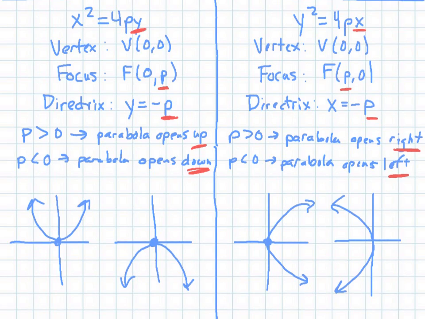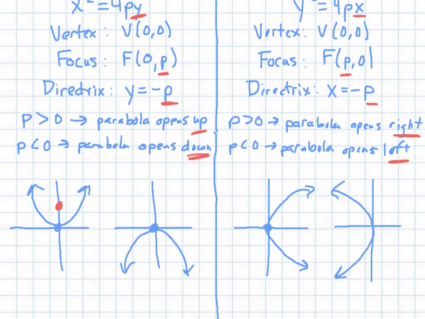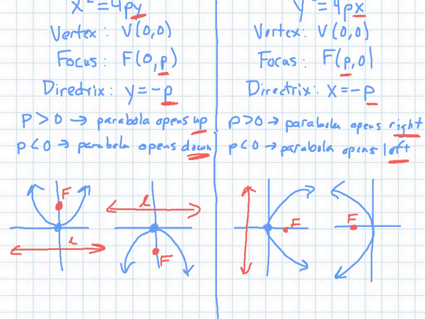Remember that your focus is going to be inside the bowl for all your parabolas when we graph them, and the directrix is going to be a line behind it. So just remember that your parabola will never cross the directrix, because the parabola is going in the opposite direction of the directrix. And then you have your vertex centered at 0, 0 in these problems.